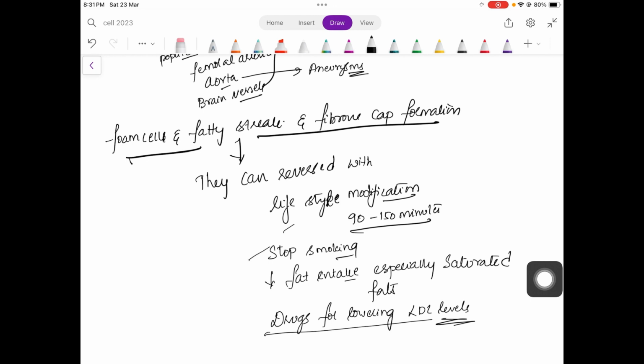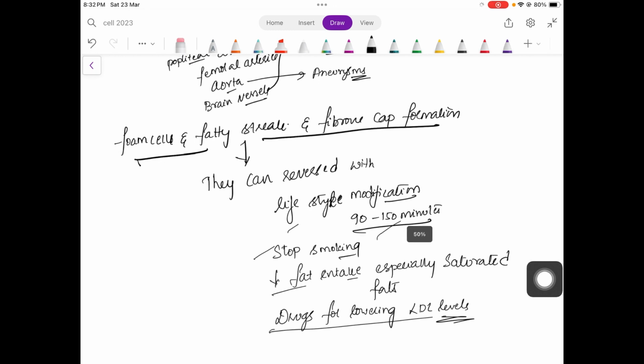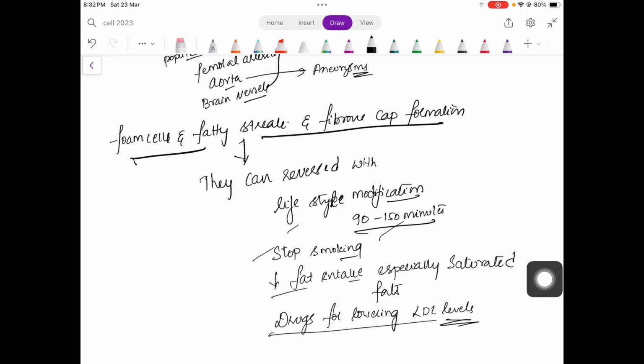If you are a smoker, you can stop smoking, and if you are taking a lot of saturated fats, you have to decrease them and you have to do exercise. And if it is not controlled by all these things, you can use drugs which lower LDL levels. So this ends atherosclerosis. Thank you.